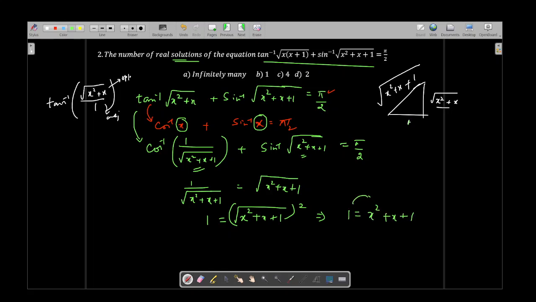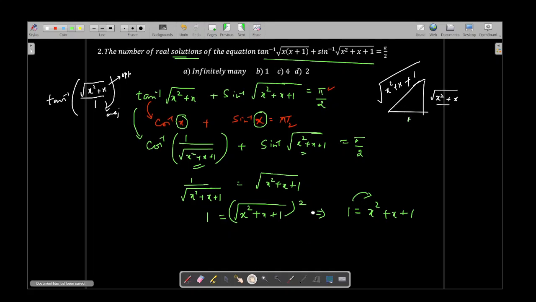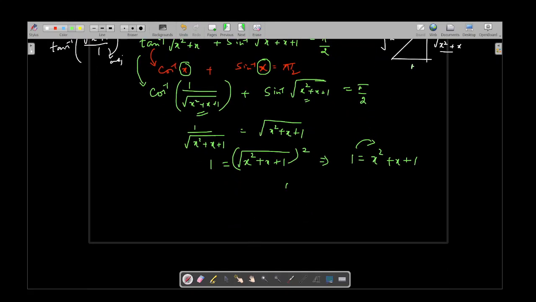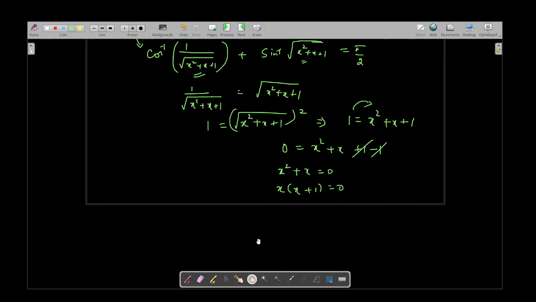So I'll take 1 to the right side. What happens is I get 0 equals x square plus x plus 1 minus 1. So 1 and minus 1 will cancel, and I'm left with x square plus x is equal to 0. So I take x common, x into x plus 1 equals 0. So the solution is either x should be 0 or x should be minus 1. So there are actually two solutions.